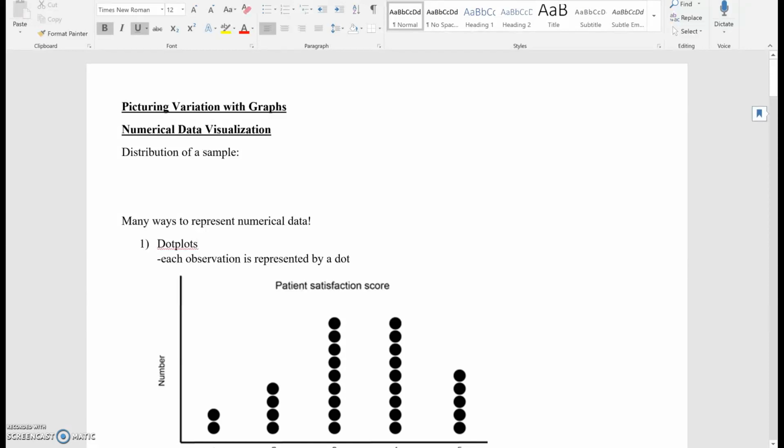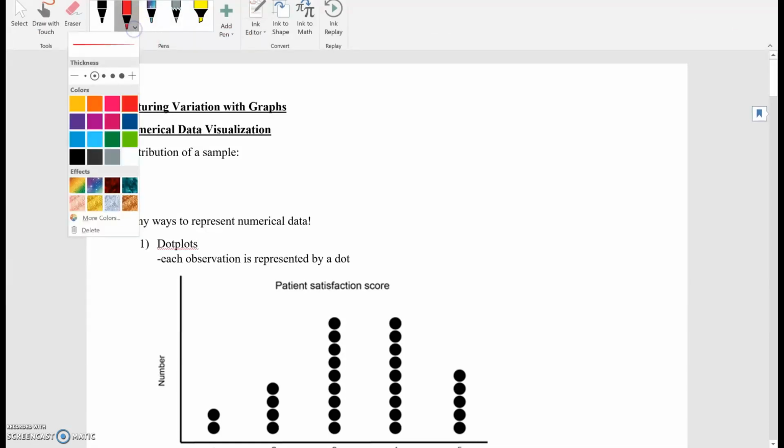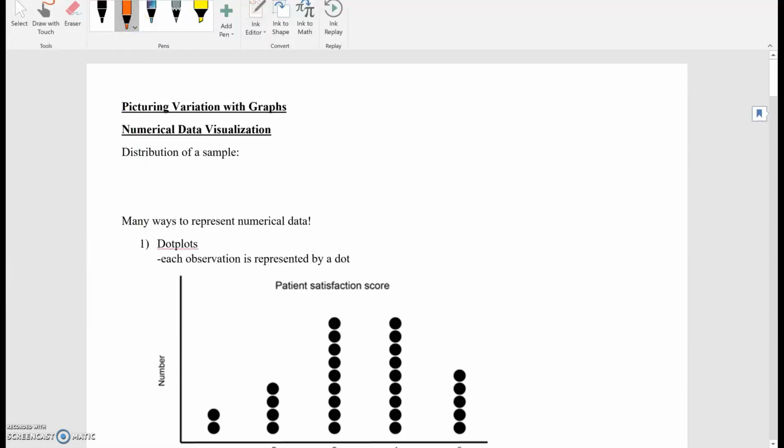Okay, so the first thing that we're going to talk about is variables, and how we can describe them. So I'm going to write down variables. And then I'm going to write down the two different types: numerical, and the other one is what we call categorical.